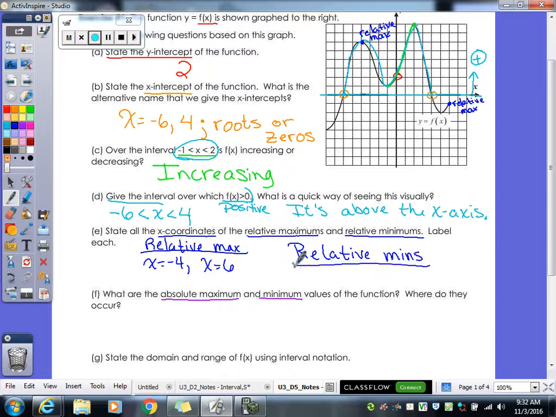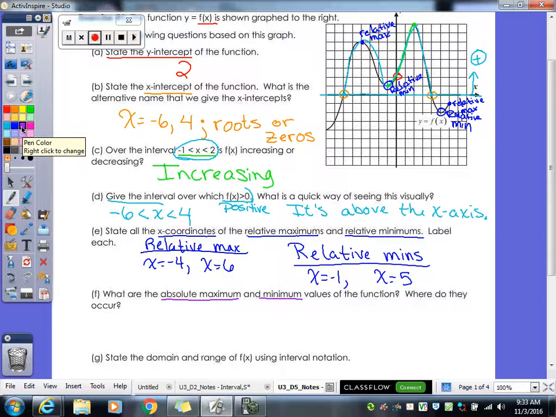So again, it's a low point, but it's not the lowest point. We've got one right here, that's a relative min, and another one right here, that's a relative min. These happen where x is -1 and where x is 5. Those are our relative ones. Again, they're just a high or low point, but they're not the highest and lowest points.